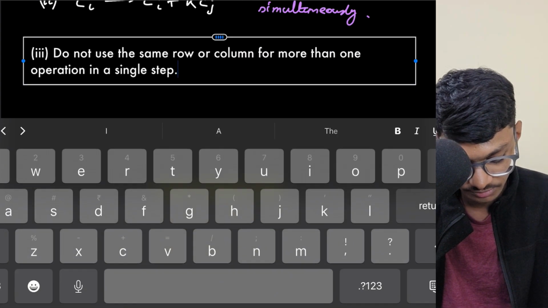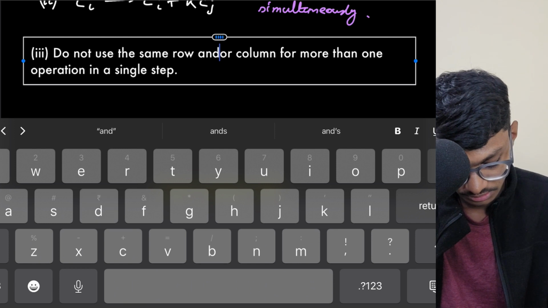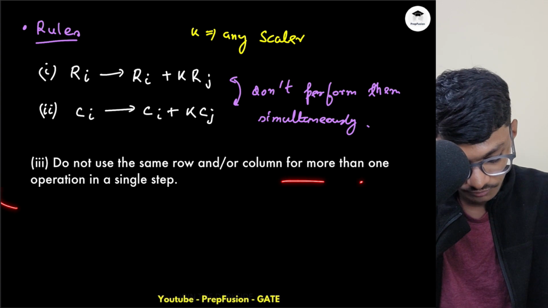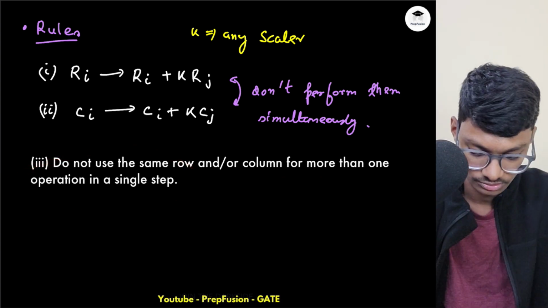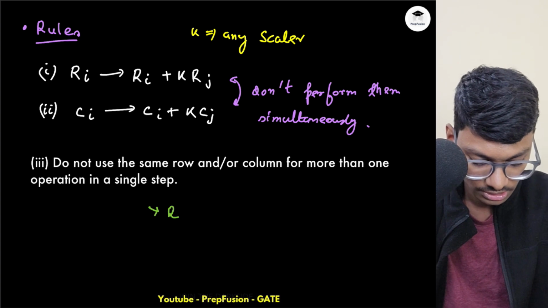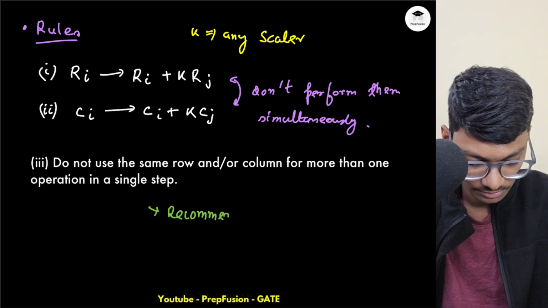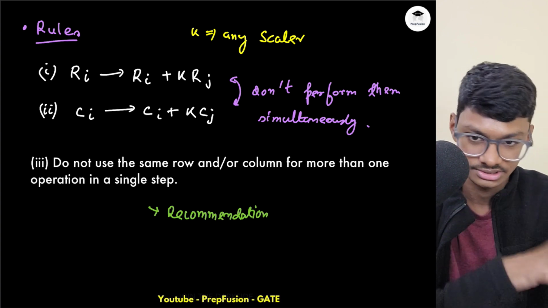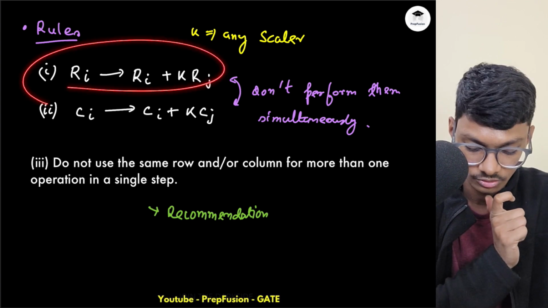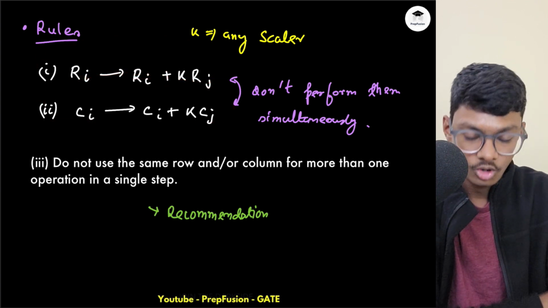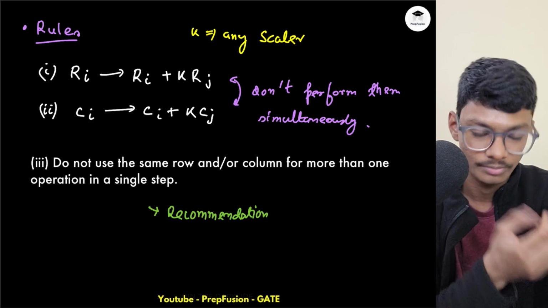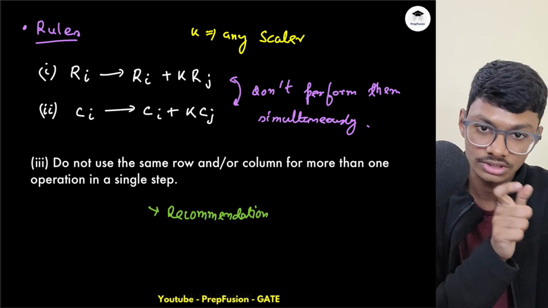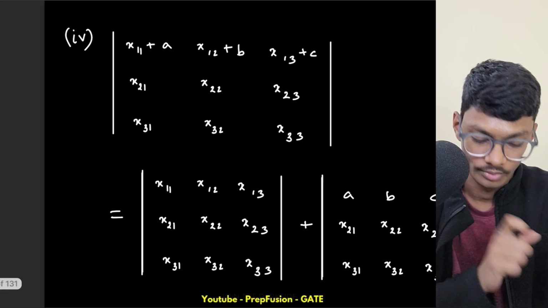So my recommendation is to not use row and column operations together for more than one operation in a single step, else your determinant may change and your answer may change. While I am solving, I will just use one operation at a time. Either you change the row or you change the column. Don't do both together, or don't change two rows at a time. Just change one row, then change the other row. Also, don't use the row that has just been changed already.